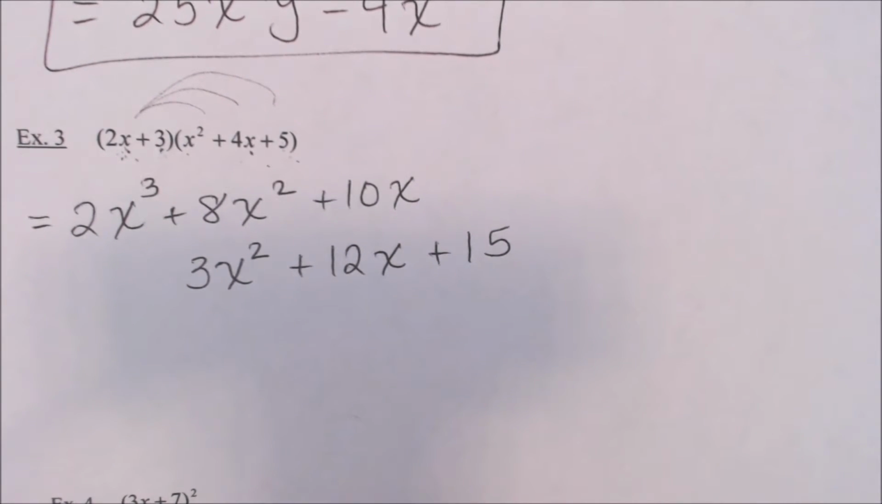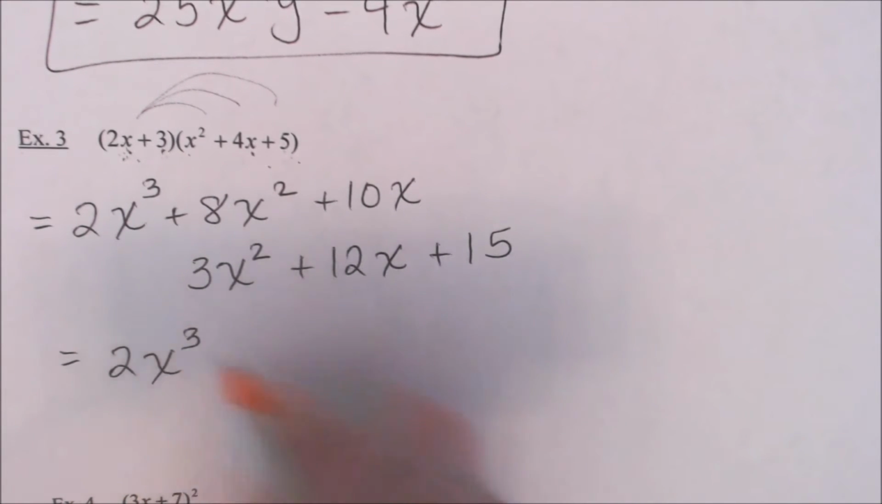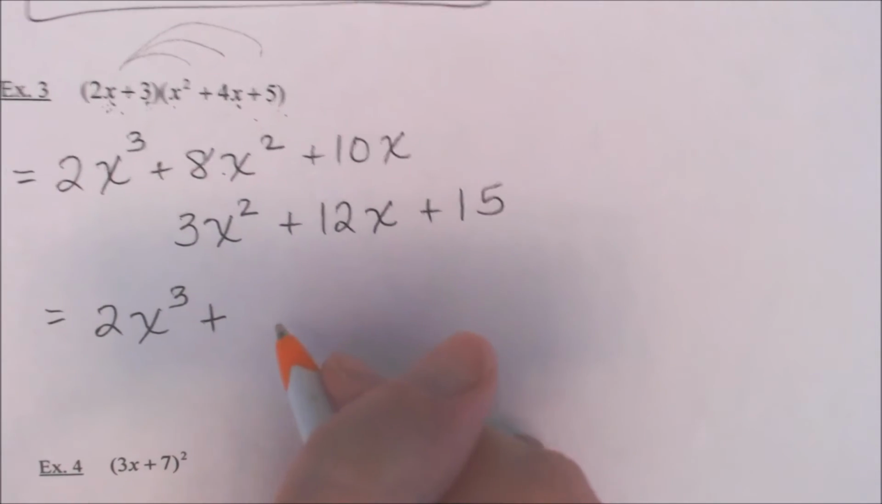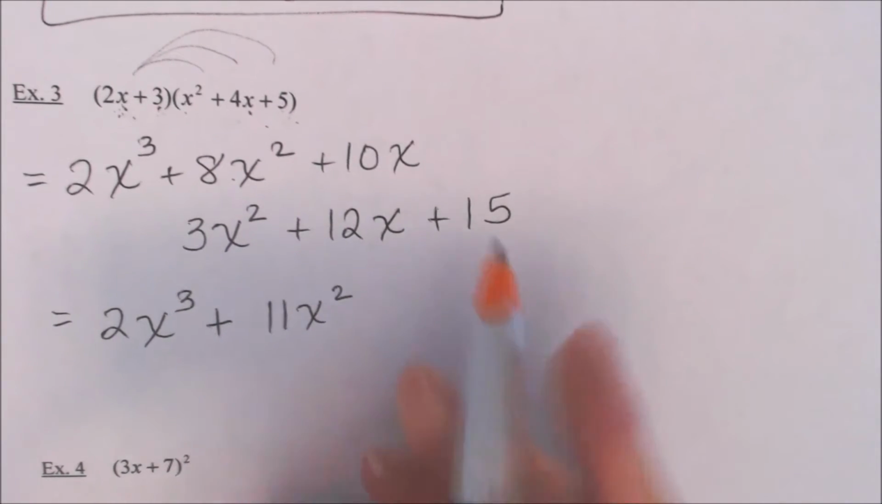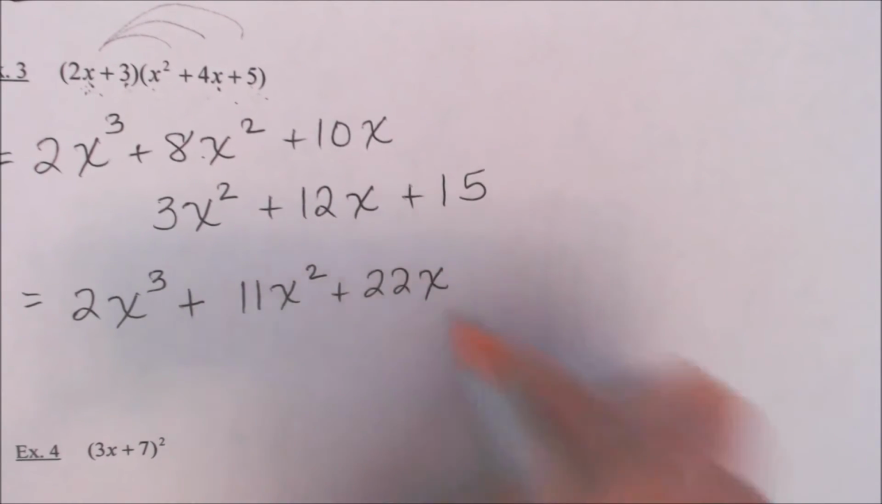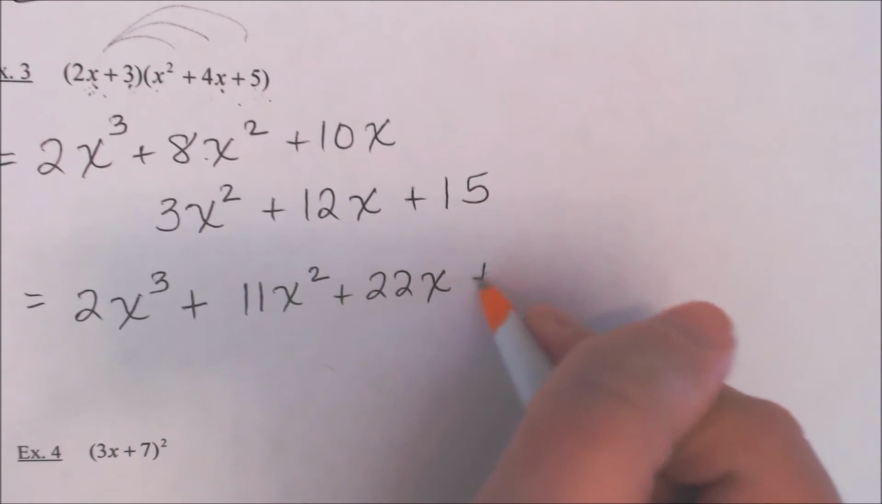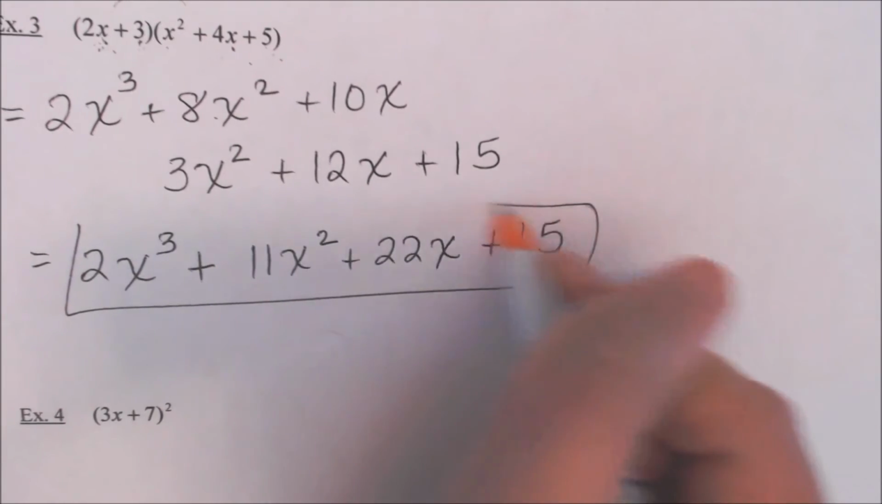Now if we have any like terms, let's go ahead and put them together. So we have 2x cubed plus 8x squared and 3x squared gives me 11x squared. And then we've got 10x and 12x, which gives me 22x, and then a positive 15. And that's our multiplied polynomial.